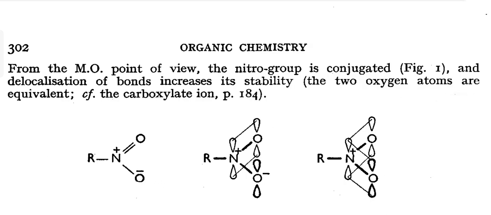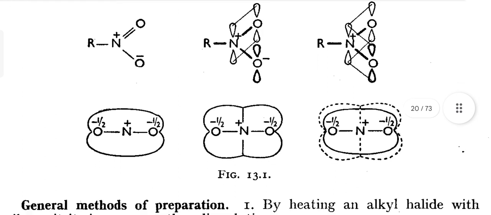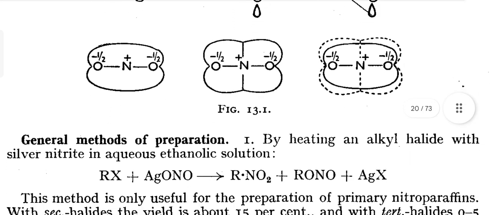From the molecular orbital point of view, the nitro group is conjugated, and the delocalization of the bond increases its stability. The two oxygen atoms are equivalent, like in the carboxylate anion, and we can clearly see in this slide that both the oxygen atoms contain minus half formal charge. It shows that both oxygens symmetrically disperse the negative charge on them.